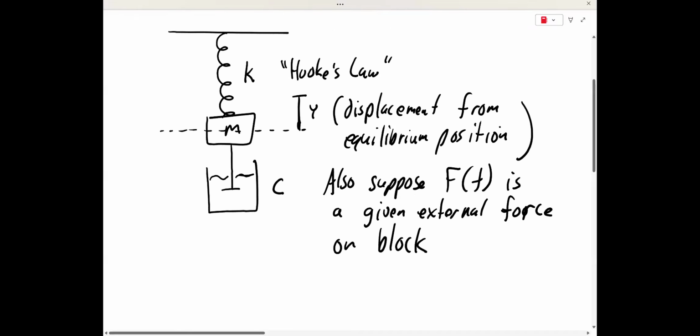So this is the picture. You can imagine if you pull down the mass a little bit and then let go of it, it will start to oscillate up and down, back and forth. And if it's viscous there, it'll dampen out. It'll eventually slow down and stop because of the viscosity, the C. That's the friction part. If there's no friction, it would just bounce up and down forever.